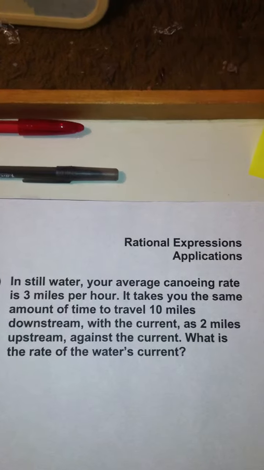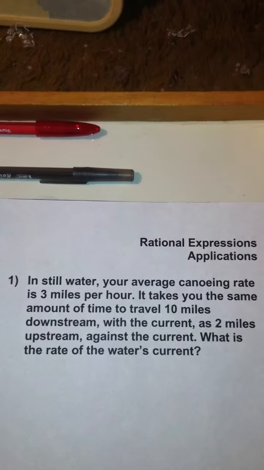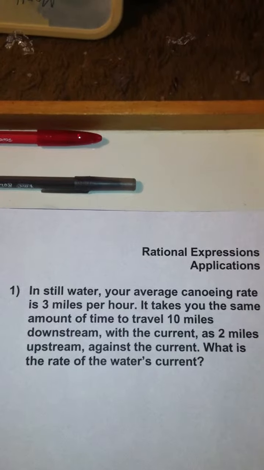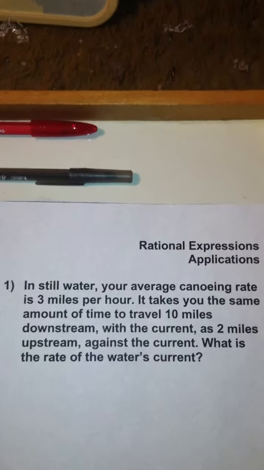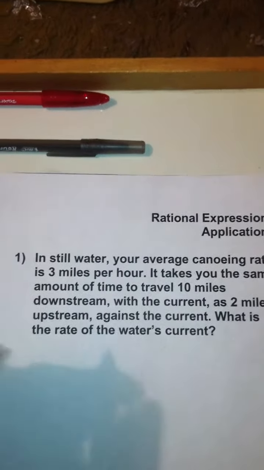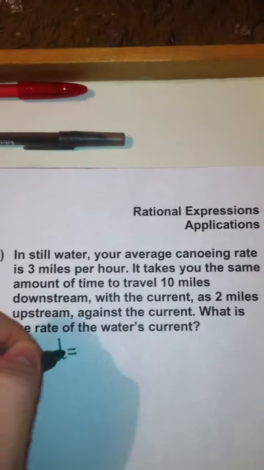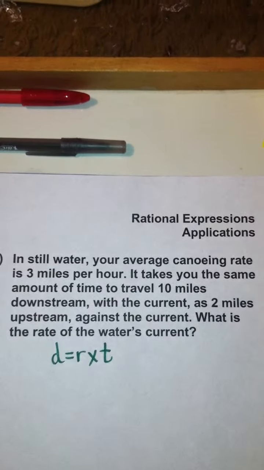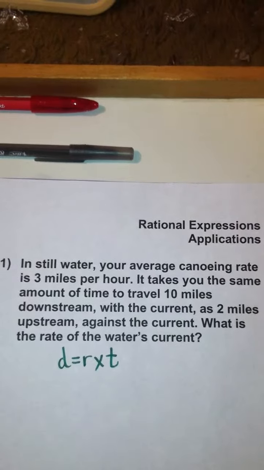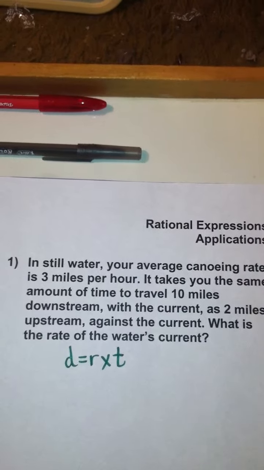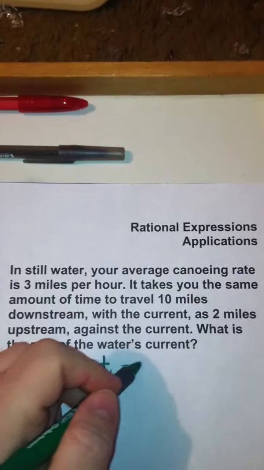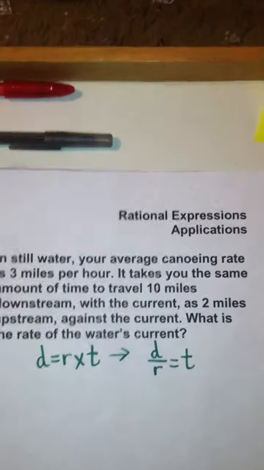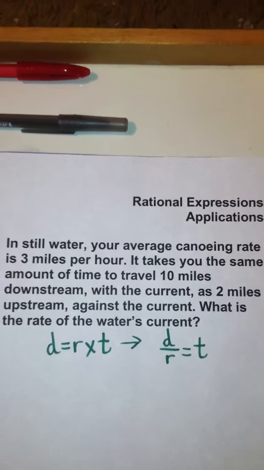Well, we can let r or x represent the rate of the water's current. We need to figure out what formula to use. Right, we need to use distance equals rate times time. It says it takes you the same amount of time to travel, so we can solve our equation for time. In other words, we're using d over r in our setup.